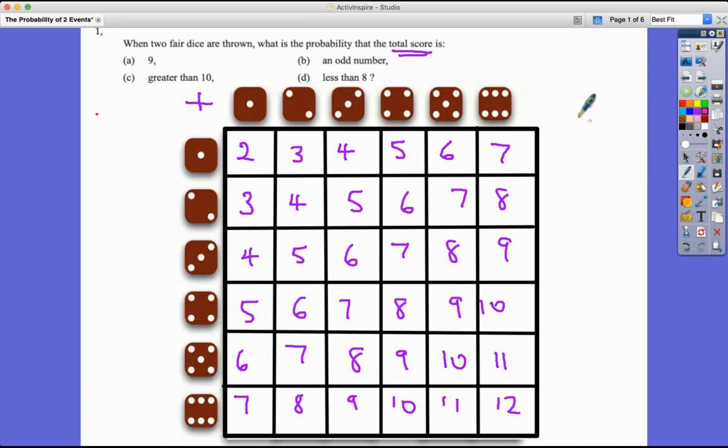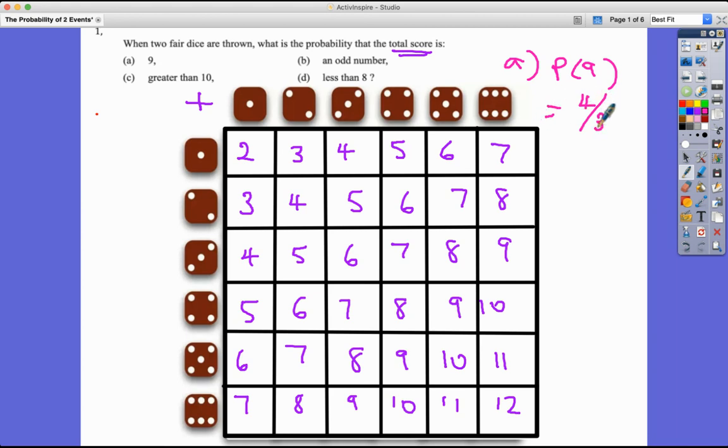So the first thing that we've got then, part A, find the probability of getting an answer of 9. How many 9s have we got? Let's count them up. 1, 2, 3, 4. And what's it going to be out of? Well, how many outcomes did I have here? 6, so its length is 6. How many outcomes did I have here? 6 again, the numbers 1 to 6 on a dice, that's its width. 6 times 6, I've got 36 cells there.